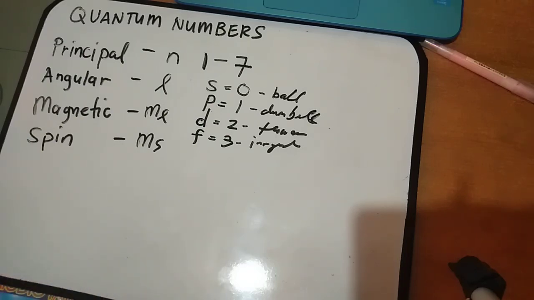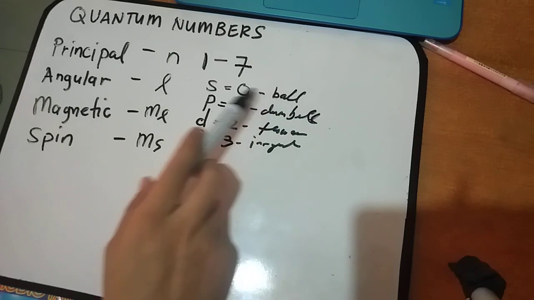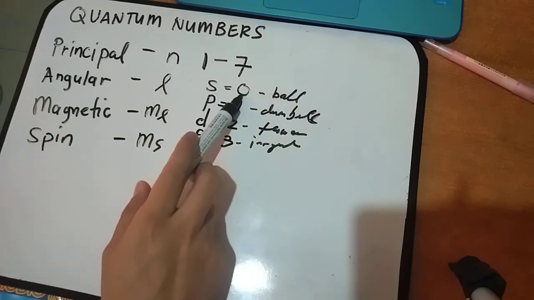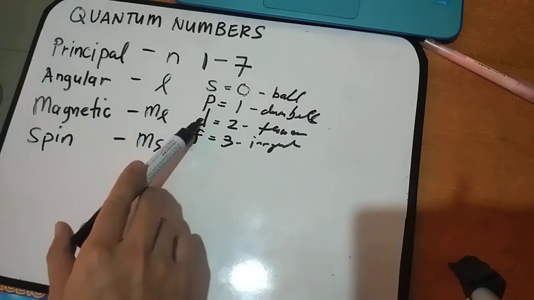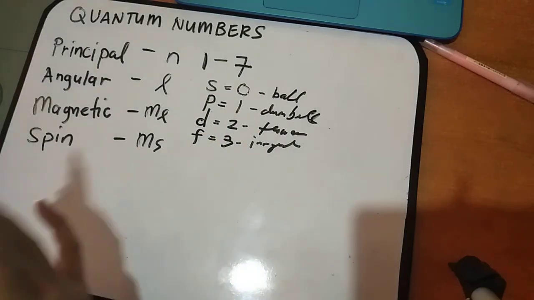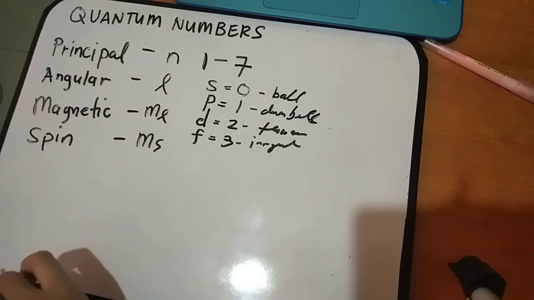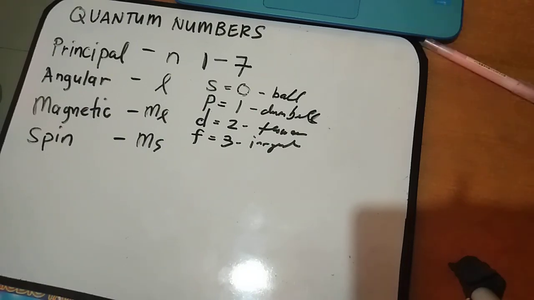Okay? So kapag nag-end ang electron configuration mo sa S, ang quantum number niya ay 0. Kapag sa P nag-end, 1. Sa D, 2, F, at 3. Okay? Mamaya makikita niyo kung paano gagawin. So, next naman yung magnetic quantum number.